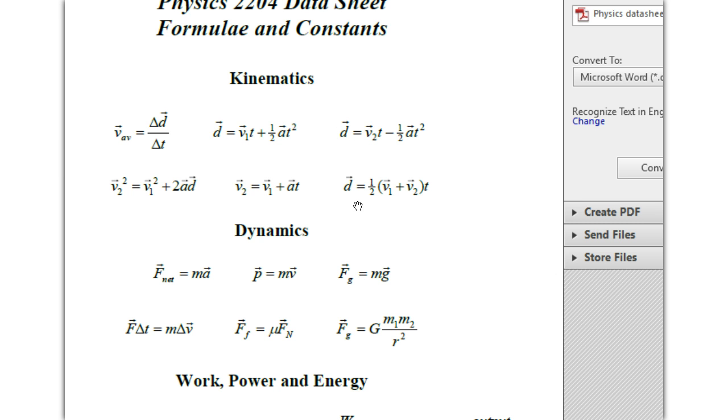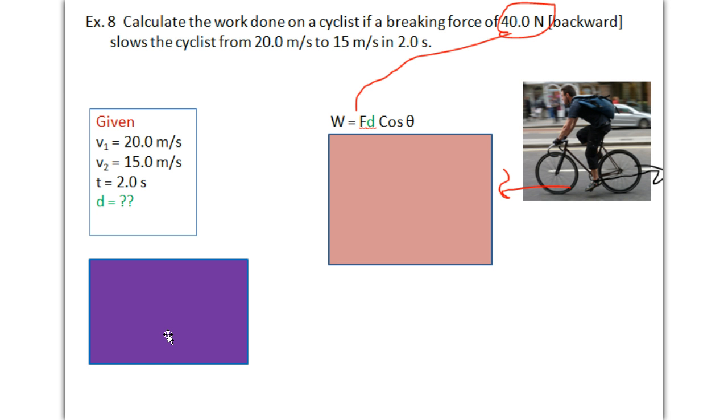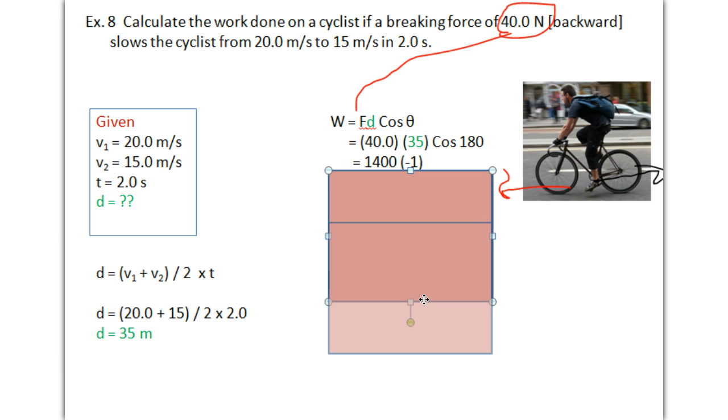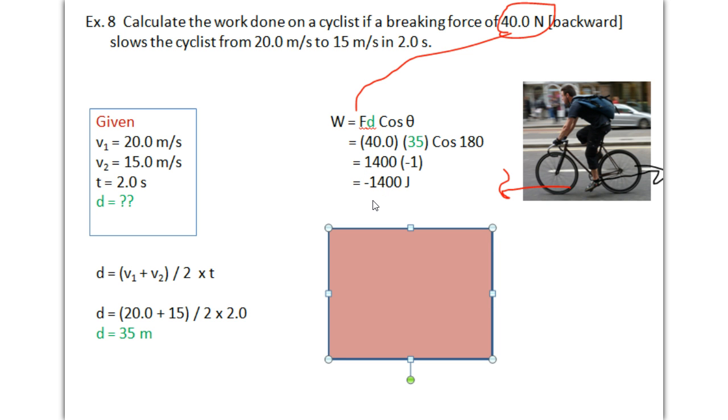You pick your formula from here. I'll give you a moment so you can find the right formula. And the correct formula is the same one that we had used last time. Alright, now we work our formula out. Take the formula, applying the numbers that we know, our velocities, and you should work out to a distance of 35 meters. So you come back, put in your 35 meters, you know your force. Cosine is going to be 180, because again it's opposite the motion. And you would work out to negative 1400 joules.